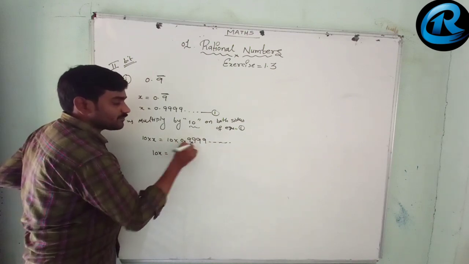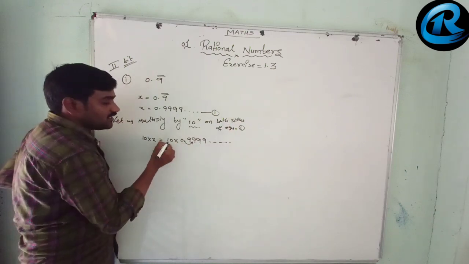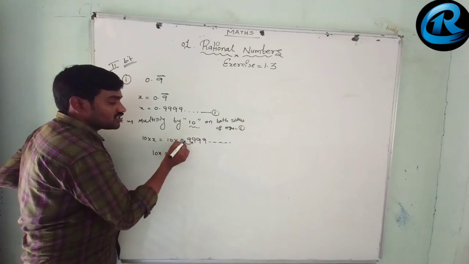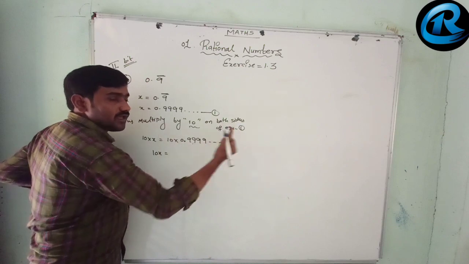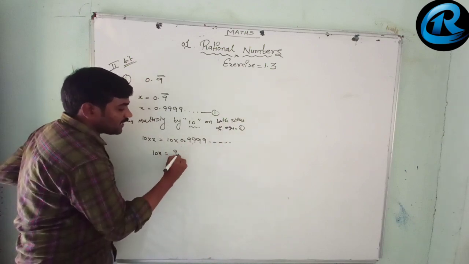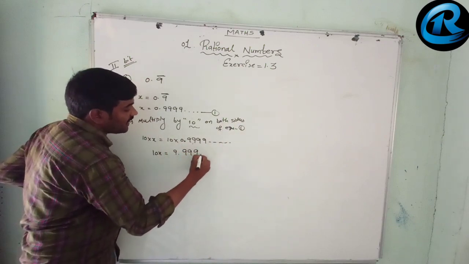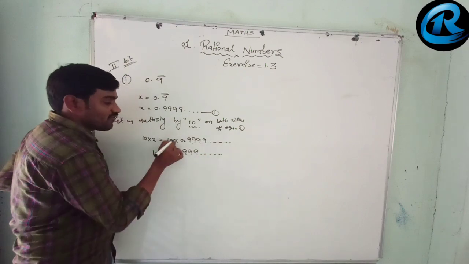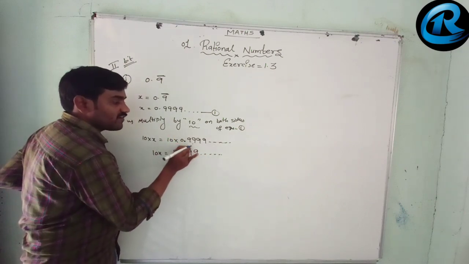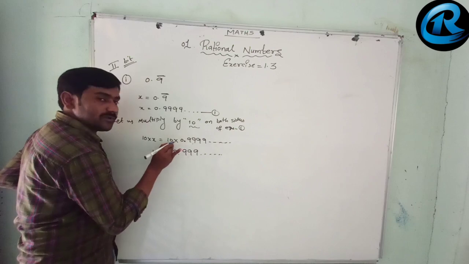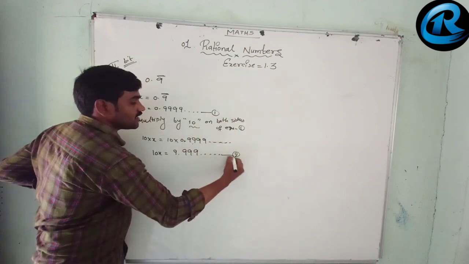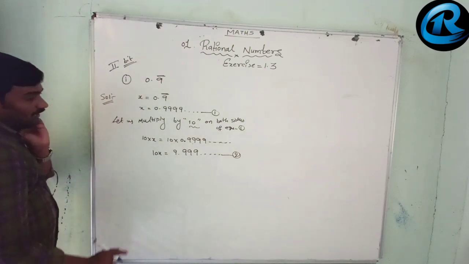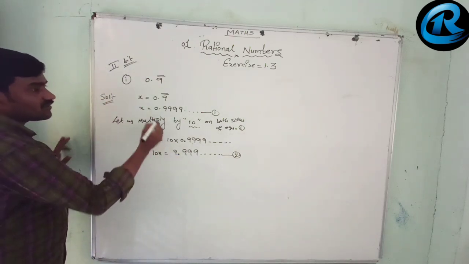Multiply the decimal by 10. Because we are multiplying with 10, this decimal point will move 1 digit to the right side. So it comes 9.999 and so on. If you multiply by 100, this decimal point will move 2 digits. Multiply by 1000, it will move 3 digits towards the right side. So it is equation number 2. Now we have equation number 1 and also equation number 2.